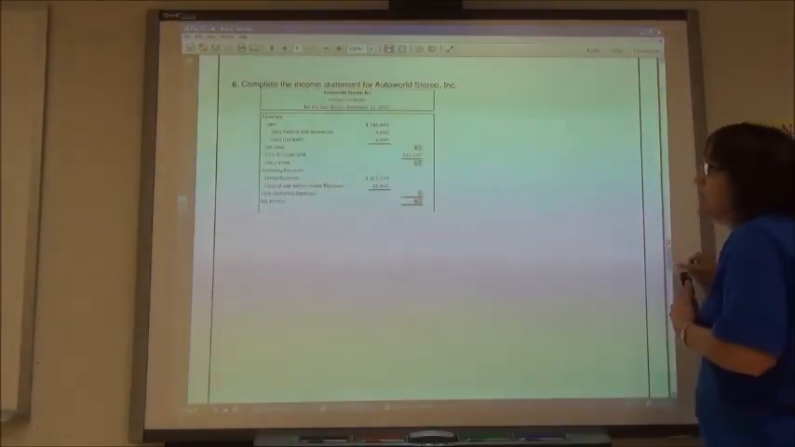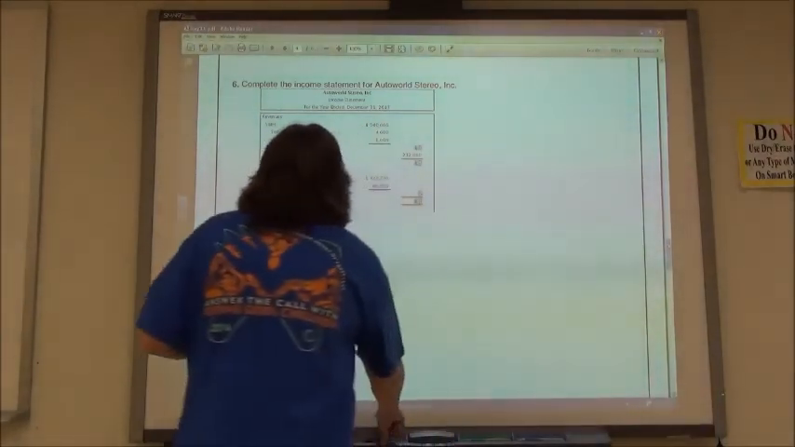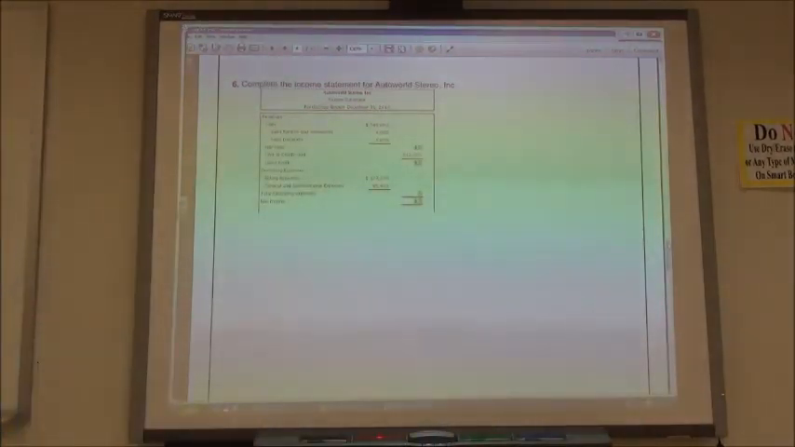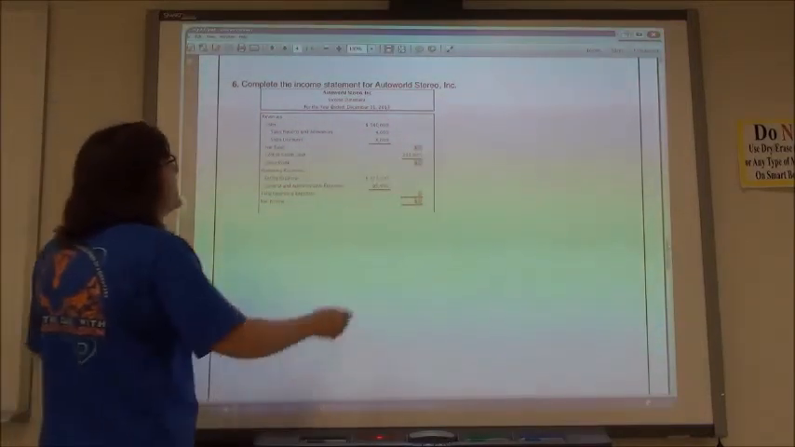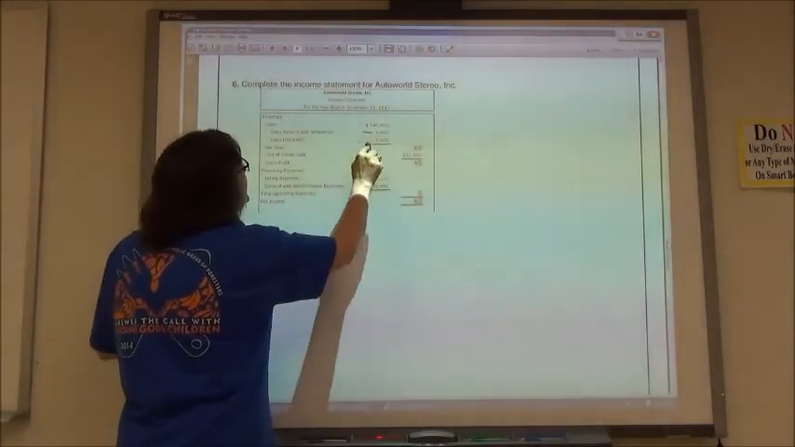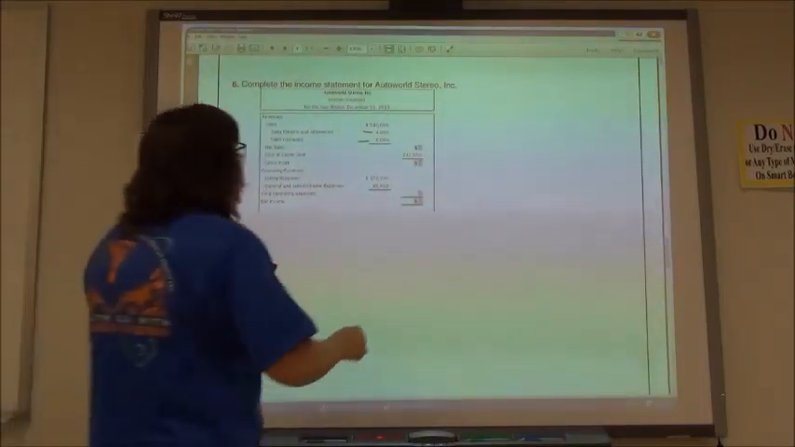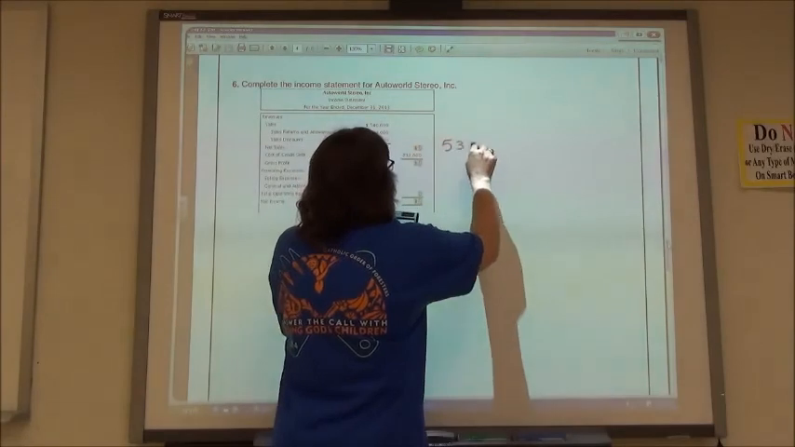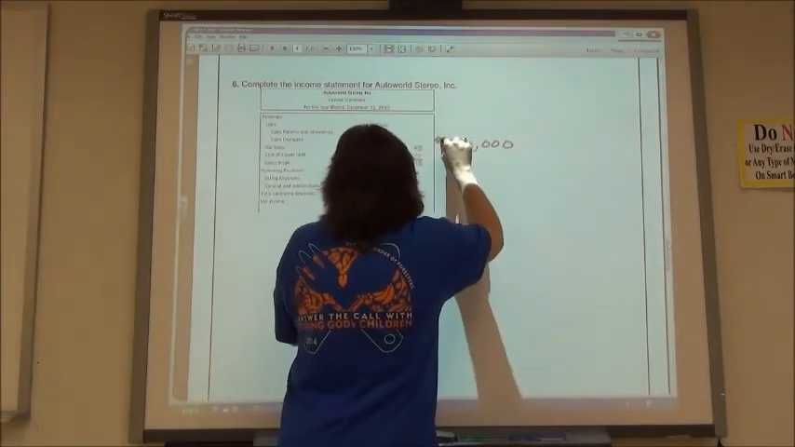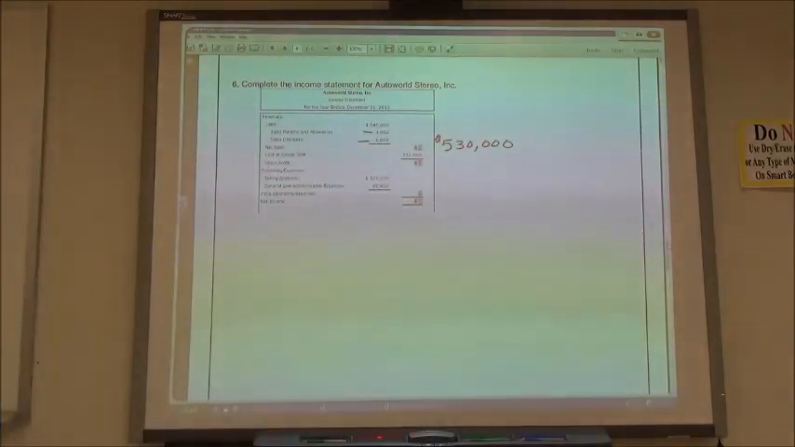And number 6, we want to complete the income statement for Auto World Stereo Incorporated. They had sales of 540,000, sales returns and allowances of 4,000, sales discounts of 6,000. So I'm going to take my 540,000, subtract off my 4,000 in returns and allowances, subtract off my 6,000 in discounts, and I have 530,000 for my net sales.